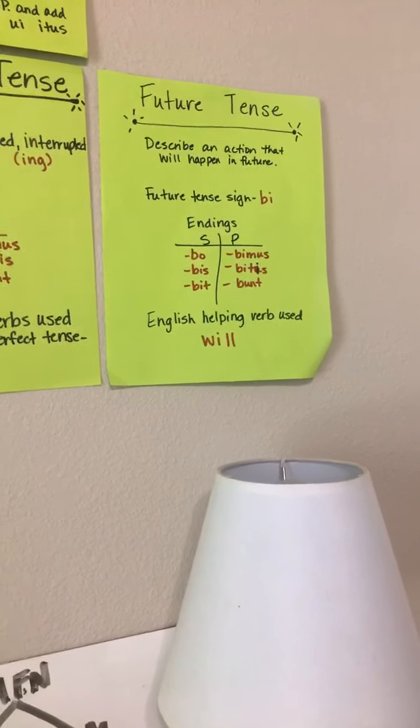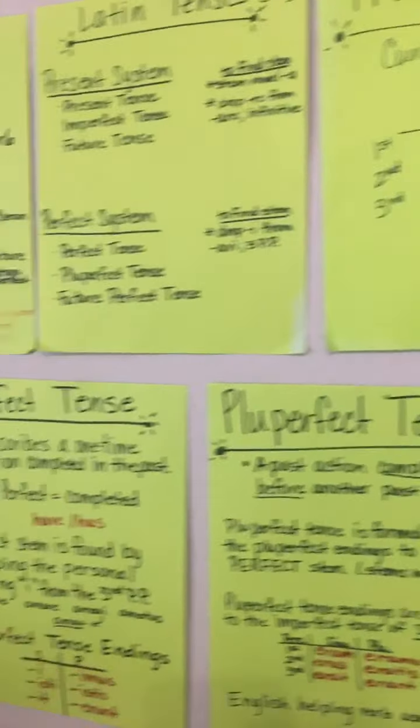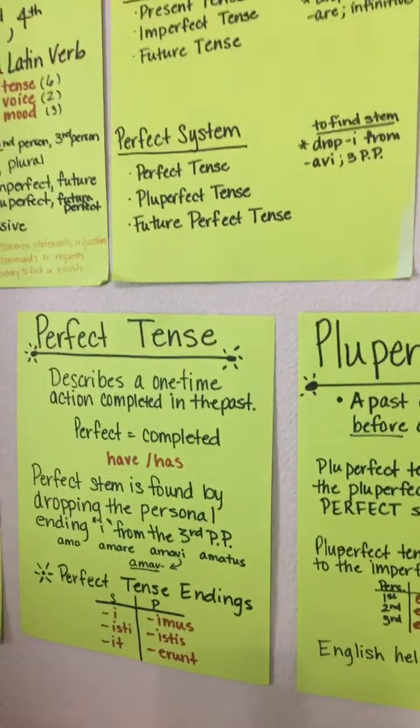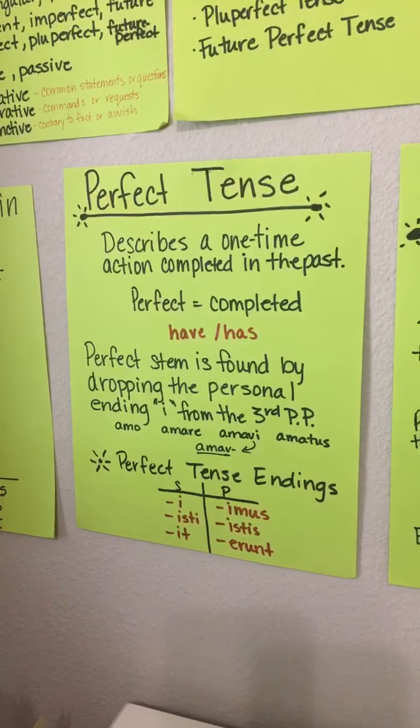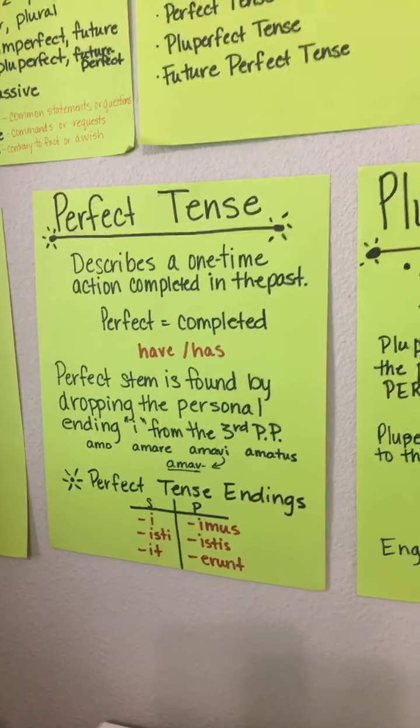Let's go into our perfect system. We have 3 tenses in our perfect system. Let's talk about perfect tense. So this describes a one-time action completed in the past. Okay, because perfect means completed.